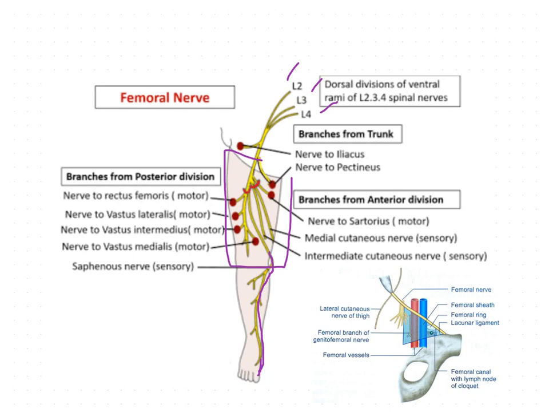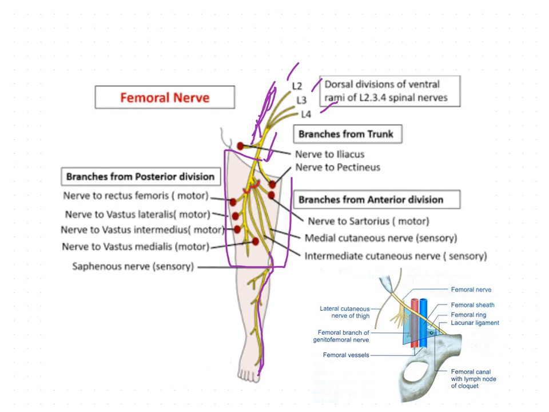Next, if you see the beginning and the course of this nerve, it emerges at the lateral border of the psoas major. Normally the psoas major is on the posterior abdominal wall. So it emerges at the lateral border of the psoas major muscle in the abdomen. It passes downwards between the psoas major and the iliacus muscle.